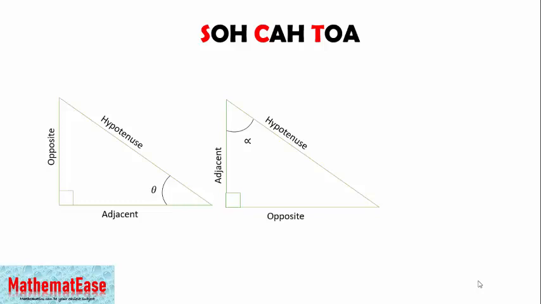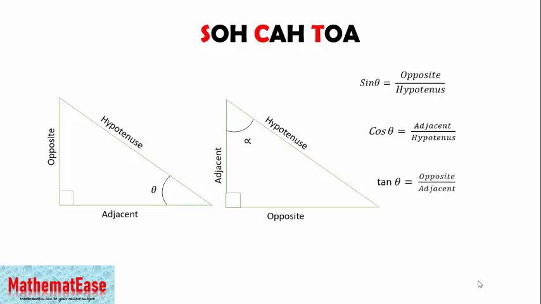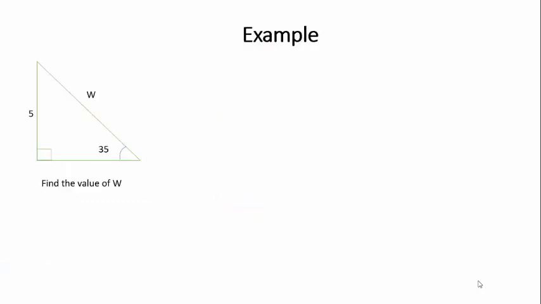What's SOHCAHTOA? It means sine theta is equal to opposite over hypotenuse. That O means opposite, H means hypotenuse. Cos theta is adjacent over hypotenuse, while tan theta is opposite over adjacent. Now, I would like to talk about a few examples so that you can see how to use this.